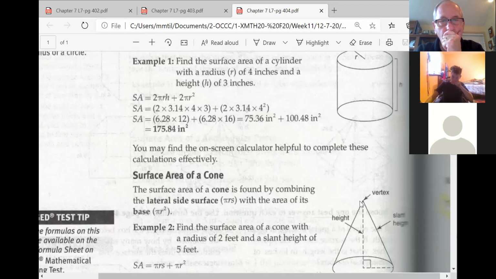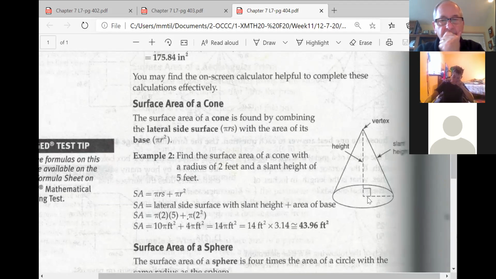And then on a cone, you've got the base, so it's pi r squared. That's that part right there. And it's pi r times this, pi r s. They use a slanted height on this thing. This S is slanted height, not the height. And it's pi rs.